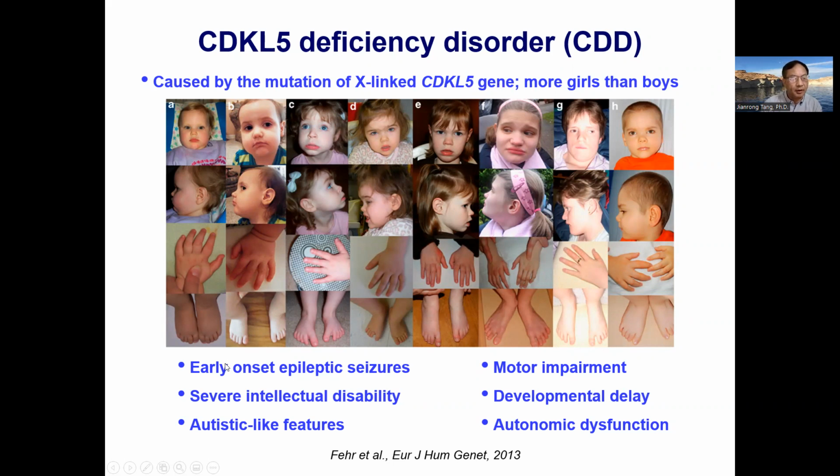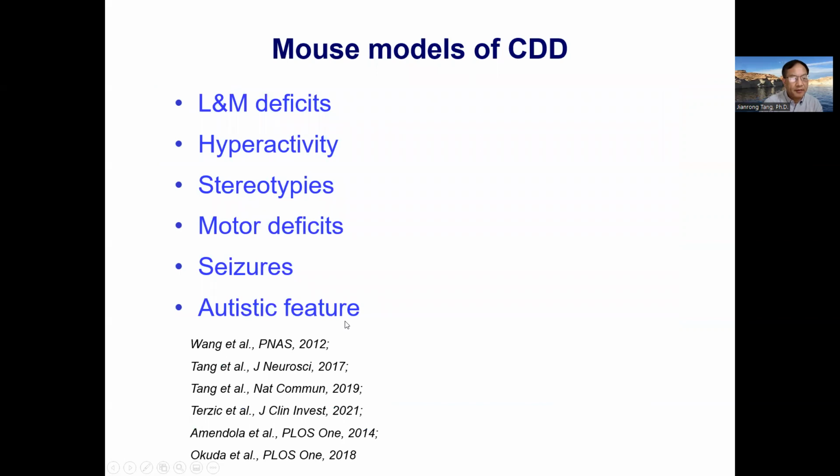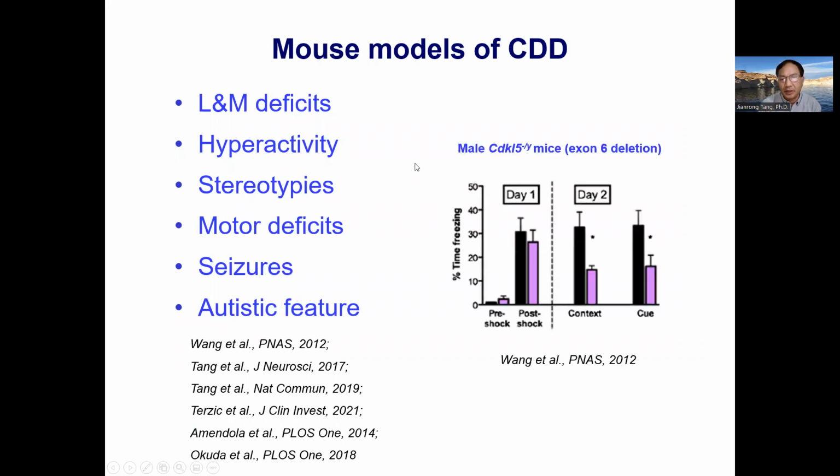The patients have a panel of symptoms, including severe intellectual disability. Several labs have shown evidence that the CDD model recapitulated the core features of the disease, including learning and memory deficits, motor deficits, seizures, and the autistic feature. The initial CDD model with exon 6 deletion shows impairments of contextual and cued fear memory.